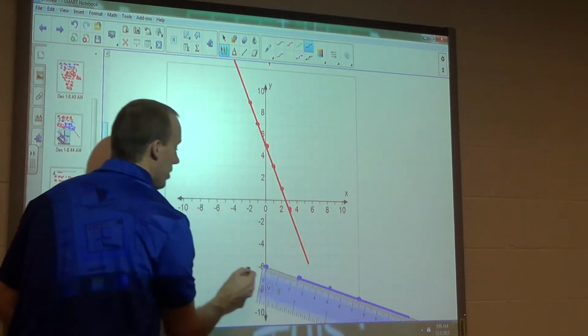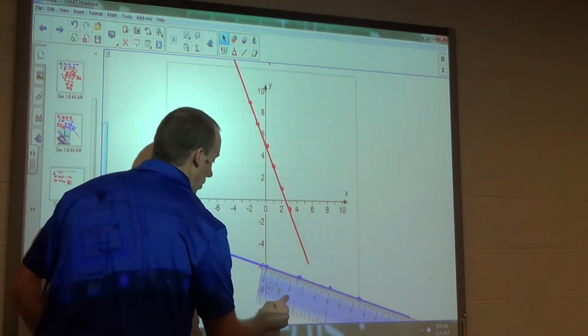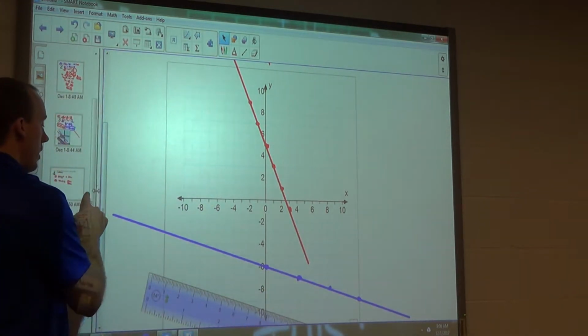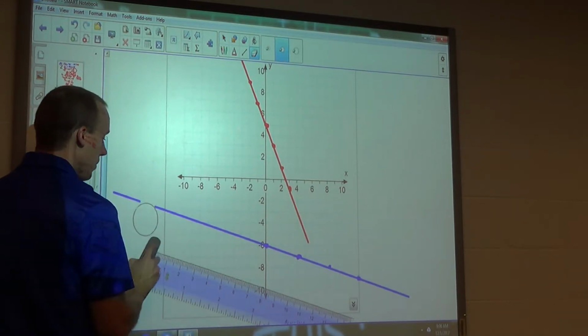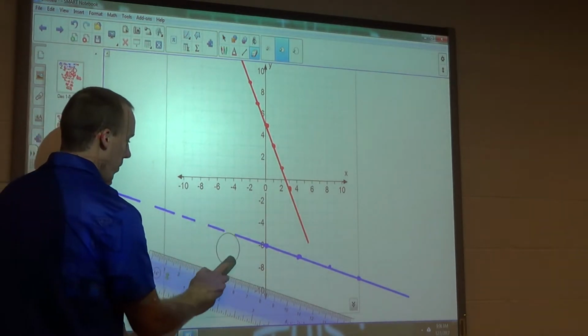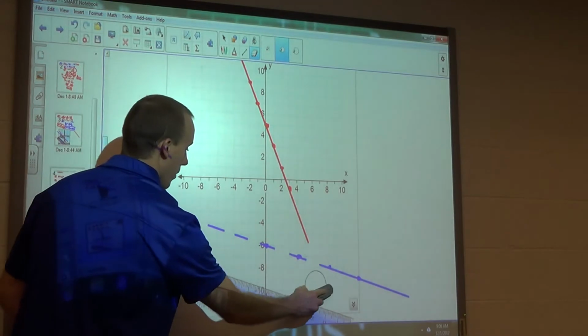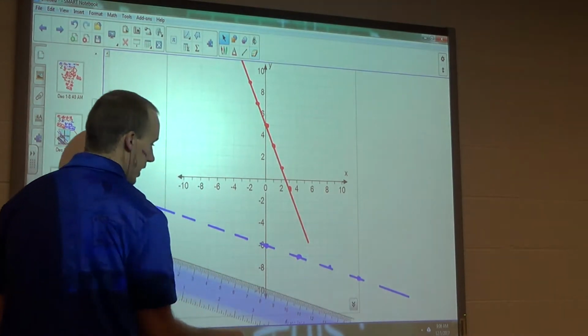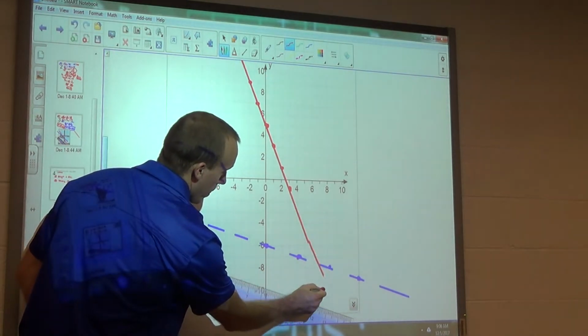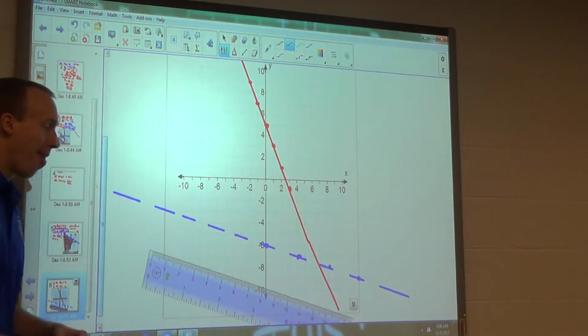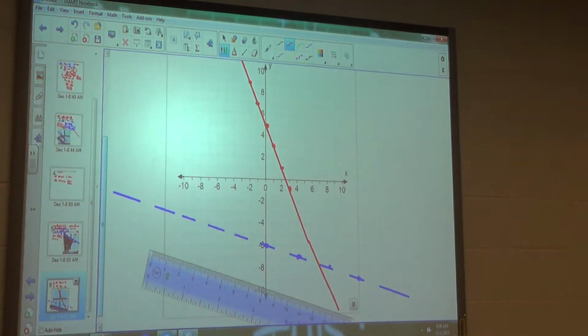I think this is supposed to be dotted, so I'm gonna have to erase it. Is the second one dotted? Yeah. Yep. Okay, so the second line is dotted.